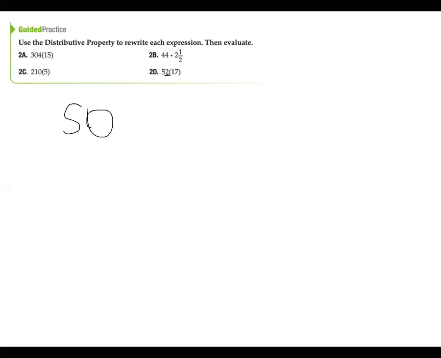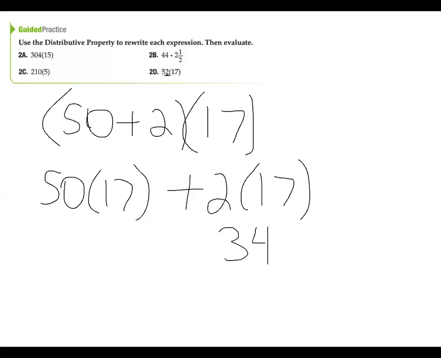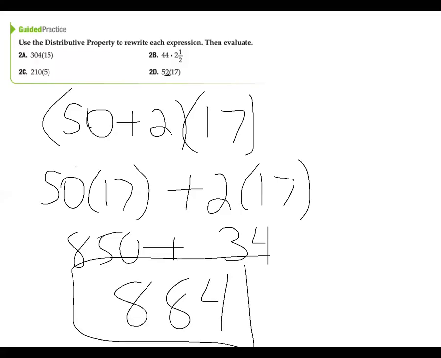So you would do 50 plus 2 times 17. Okay, so it'd be 50 times 17 plus 2 times 17. All right. So the 2 times 17 is 34. And 50 times 17. You think 5 times 17, which is 85. Add a 0, so it'll be 850. So that's going to be 884 for the total there. Okie dokie.